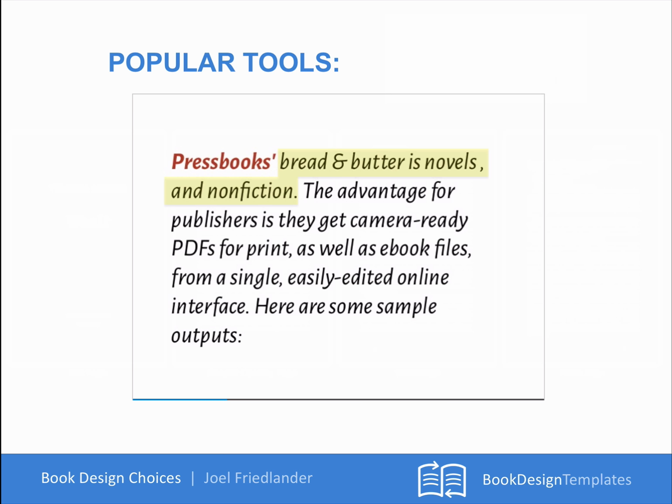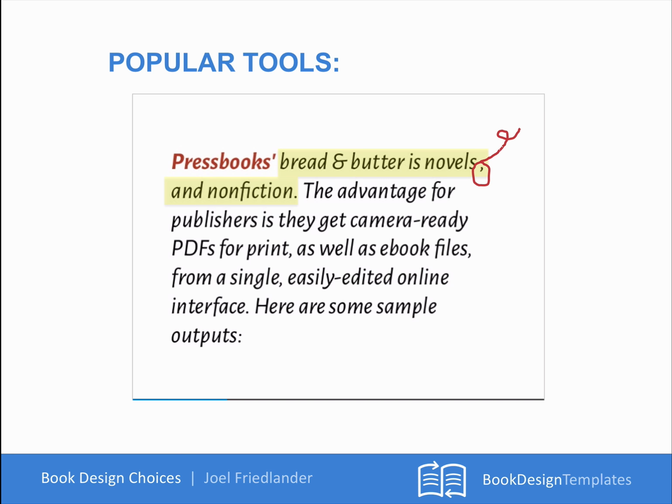Now, I asked you to pay attention while we were looking at the different sites and the tools and the kind of books they were showing on their site, and I found this little notice on Pressbooks' site, and you see it says in the highlighted part, Pressbooks' bread and butter is novels and nonfiction. That's exactly what I was saying. Now I'm going to ignore the fact that they've got some pretty egregious typos in here, and I really think they should proofread their site a little bit better.